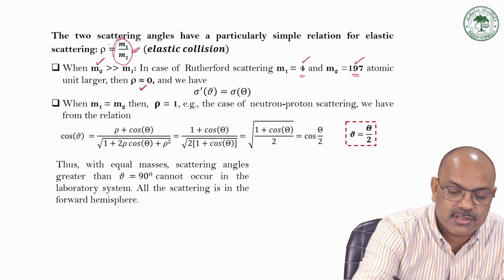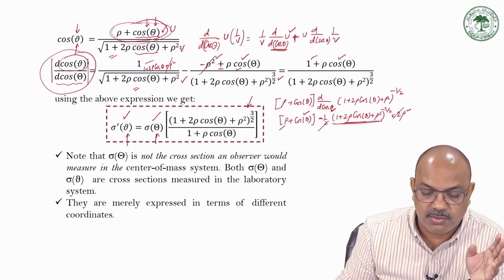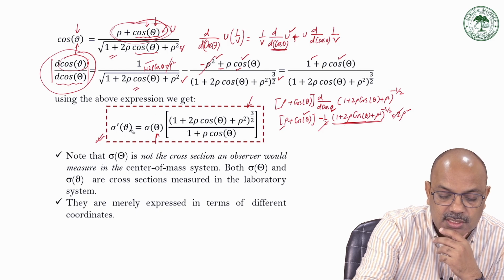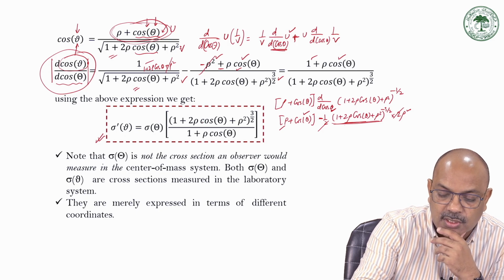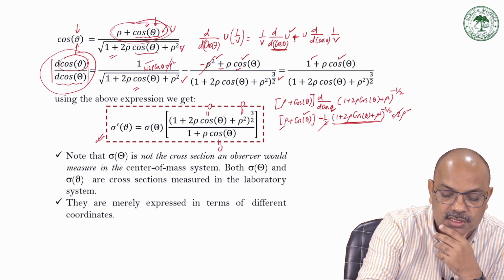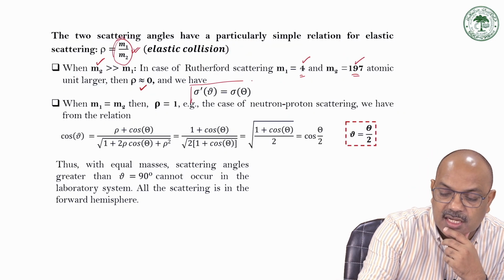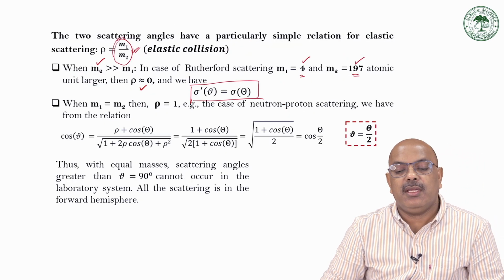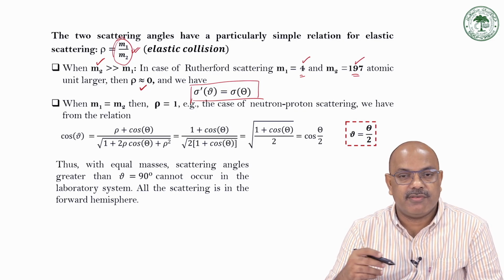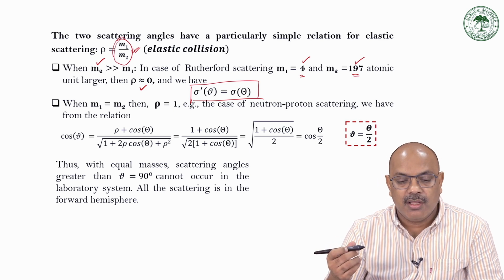When rho is going to be 0, if we put it in this relation between the scattering cross sections, this is 0, this is 0, this is 0, and you just have 1. So sigma prime theta is equal to sigma theta, so the scattering is going to be the same. The differential scattering cross section is the same in case of elastic collision when the target is very heavy compared to the projectile.